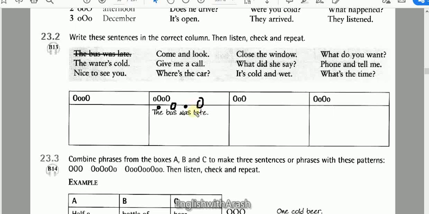Why? The bus was late, yes? Now let's go to the next one. Let me number them. I'm going to number them so you can say. Okay, so the bus was late is number 2.